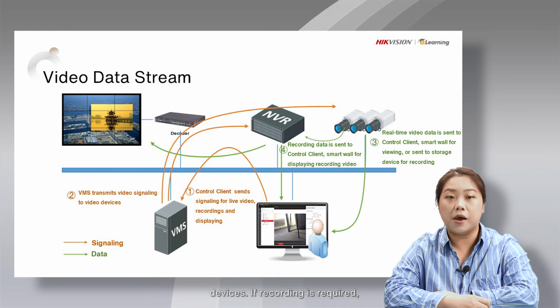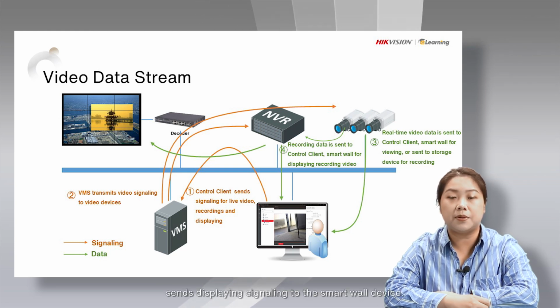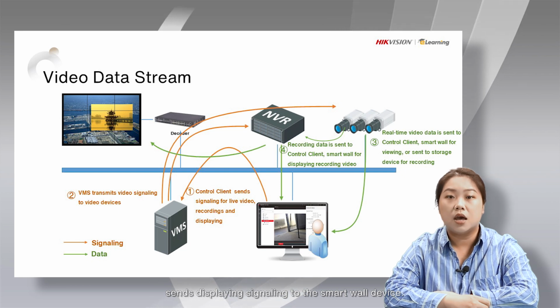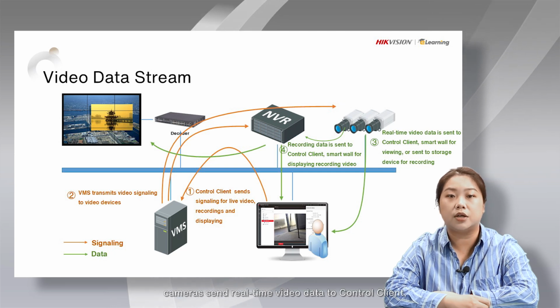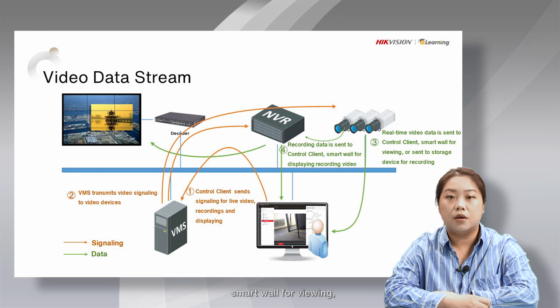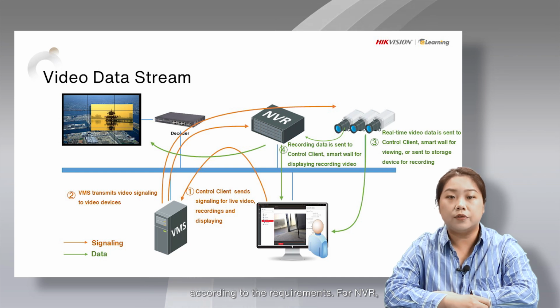If recording is required, VMS server sends recording signaling to storage device, such as NVR. And if displaying on smart wall is required, VMS server sends displaying signaling to the smart wall device. After cameras receive the signaling, cameras send real-time video data to control client, smart wall for viewing, or send to storage device for recording. According to the requirements, for NVR, recording data is sent to control client, smart wall for displaying recording video, if operator wants to view the playback on control client or smart wall.